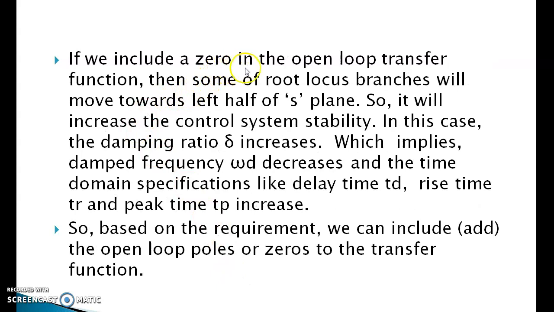If we include a zero in the open loop transfer function, then some of the root locus branches will move towards the left half of the S-plane. So it will increase the control system stability. In this case, the damping ratio ζ increases, which implies damped frequency ωd decreases, and the time domain specifications like delay time Td, rise time Tr, and peak time Tp increase. So based on the requirement, we can add open loop poles and zeros to the transfer function.